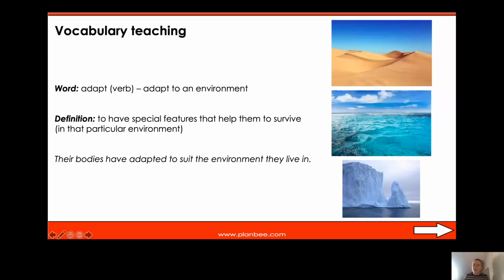And therefore, you could say that their bodies have adapted to the cold temperatures by having fur all over their bodies. And then we learnt about camels, didn't we, who could go days and days without water. And that is why they have adapted to the environment of the desert, because in the desert it's very hot and there isn't much water. So therefore, camels have adapted to this environment because they can cope in this environment and they don't need much water. Okay, so their bodies have adapted to suit the environment they live in.